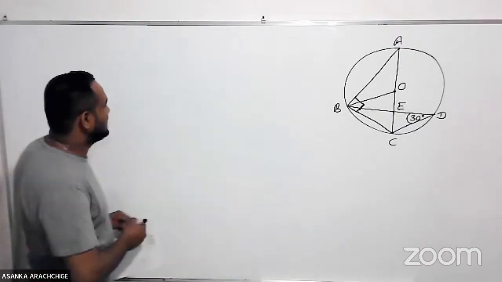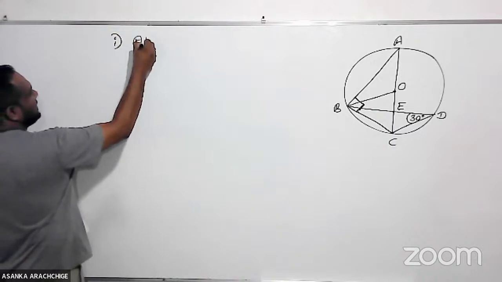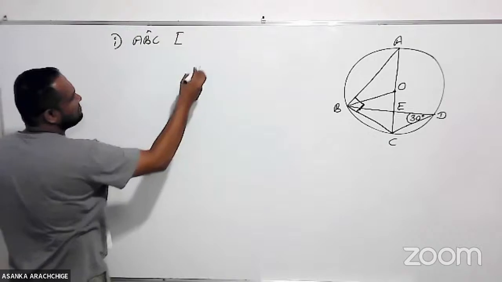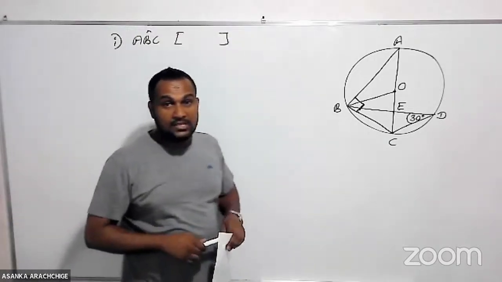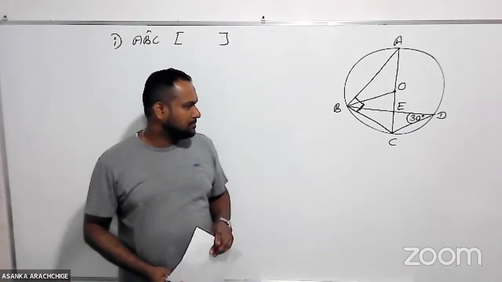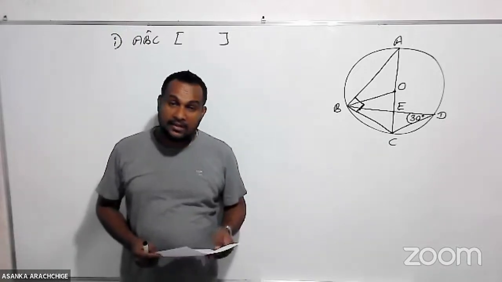Answer number 1, angle ABC. Write the reason within brackets: angle in a semicircle. Angle in a semicircle is a right angle.